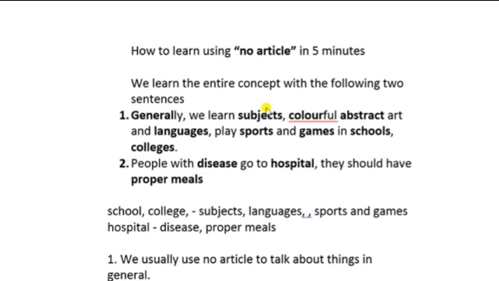The only thing we need to be concerned with is the words in bold. General: if something is told generally, we need not use any article in front of it. And what is the next bold word? Subjects. In front of subjects like mathematics, economics, we cannot say a mathematics or an economics. And the third bold word, colors. Before colors, we need not use any article. Like we should not say a red color, a black color, nope.